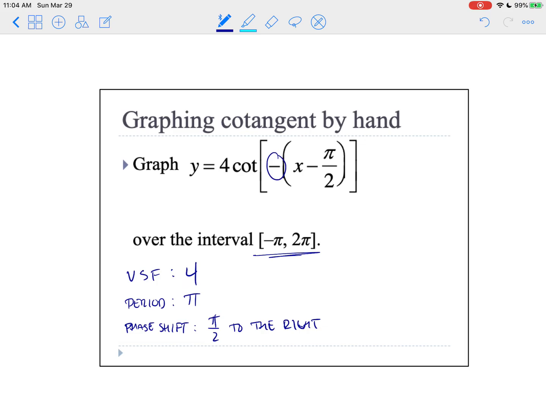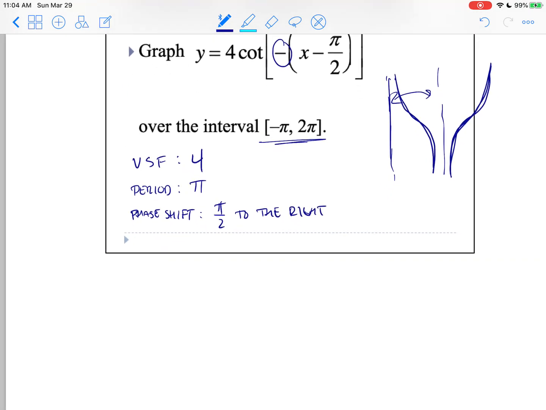Now this negative does have significance here because it is flipping my graph horizontally. It's mirroring it horizontally over a vertical line, which actually means that since cotangent normally goes high to low, like this, between the vertical asymptotes, flipping it horizontally actually makes it look like this. And that makes it look like a tangent graph. Okay? So that's going to be the significance of this negative inside. But other than that, everything else is going to be exactly the same.